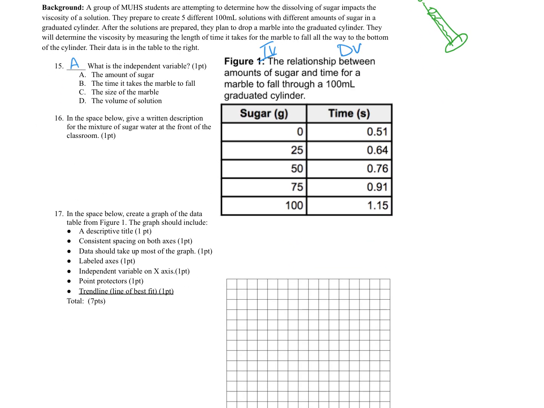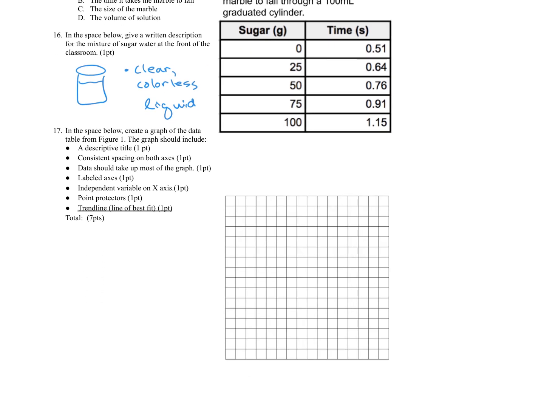Now, in class, I walked around with a mixture of sugar and water together. And if you remember what it looked like, it was just a clear, colorless liquid. Anytime you make an observation of a chemical in this class, you have to put that it is a clear, colorless liquid. This is the color. This is the state of matter. Those two things have to be observed.